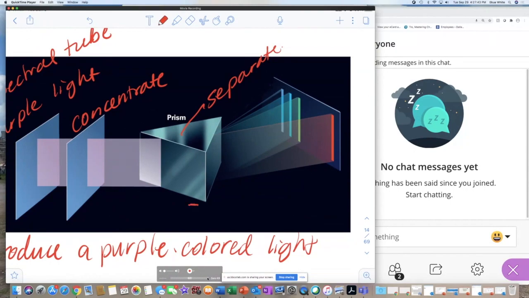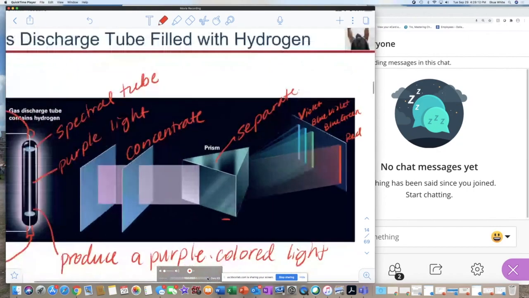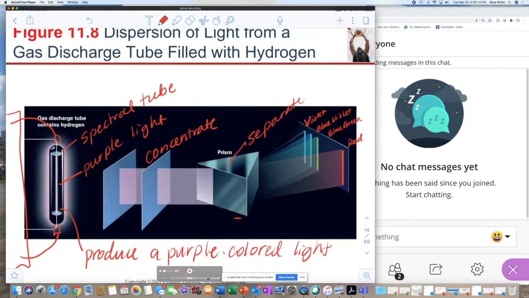So we use this device and it shows us that the purple is made up of a violet color, violet. This one here is called blue violet. This one here is called blue green. And this one here is called red. So what we saw as violet light is made up of these four colors. So we are told if you want to see that kind of purple light, you got to get the gas discharge tube or spectral tube that has hydrogen in it.